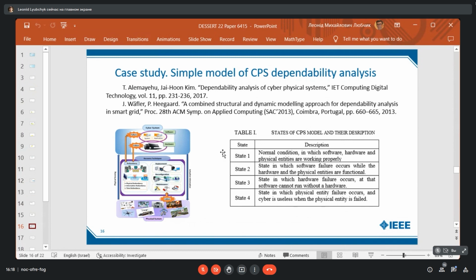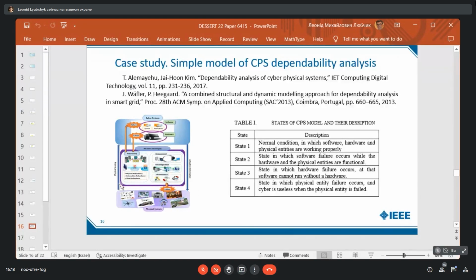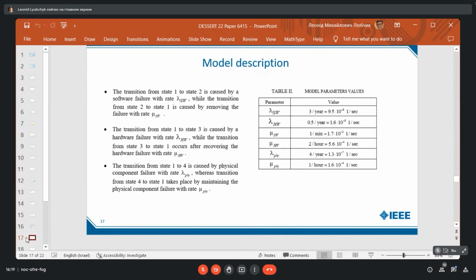We consider the model taken from these papers. It is a benchmark model, widely used in order to illustrate some methods. It is a very simple object, only 4 states. These characteristics of the states of our system describe the transition from one state to another. Some parameters were taken from the paper which I mentioned here, and the results.